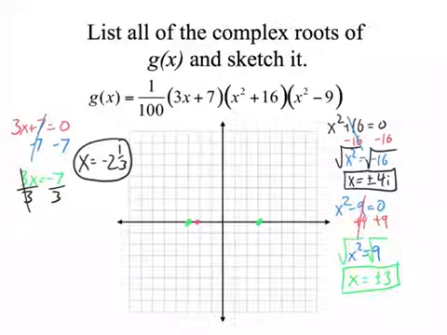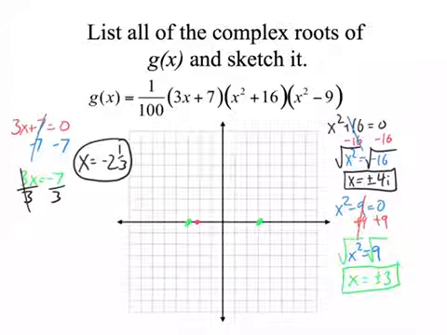Interesting. I just plotted 3 zeros, but there's actually 5 complex roots, because these two imaginaries are roots, just like these. They're just not plottable.